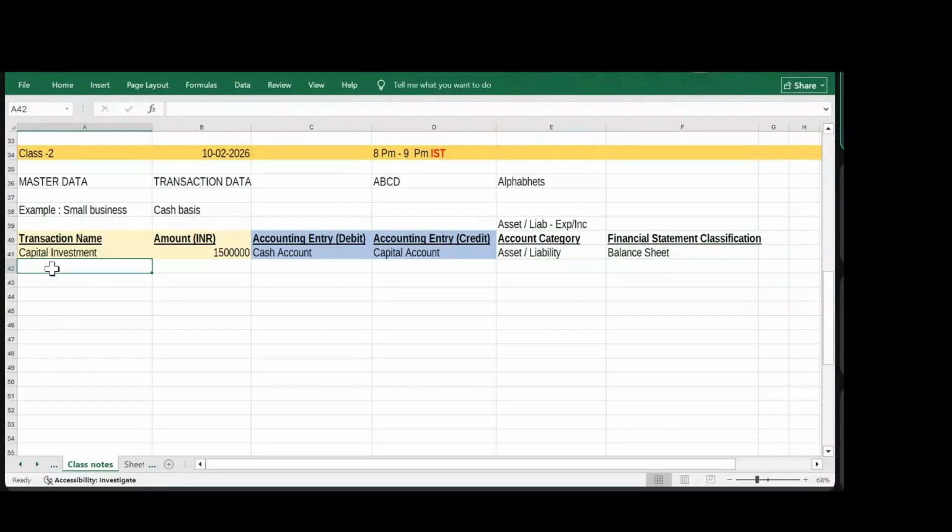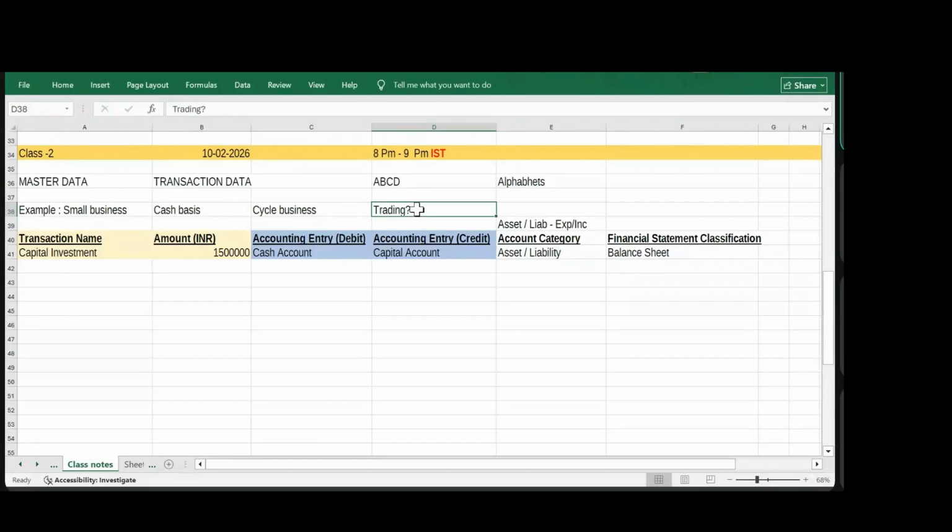Now, the capital investment. Suppose I'm starting a small business on cash basis and I am into cycle business. One example I've taken. So it means that I am trading. What is trading? Buying and selling goods. I'm not manufacturing, I'm kind of a middleman. I buy at one price, sell at a higher price. Difference is my profit.